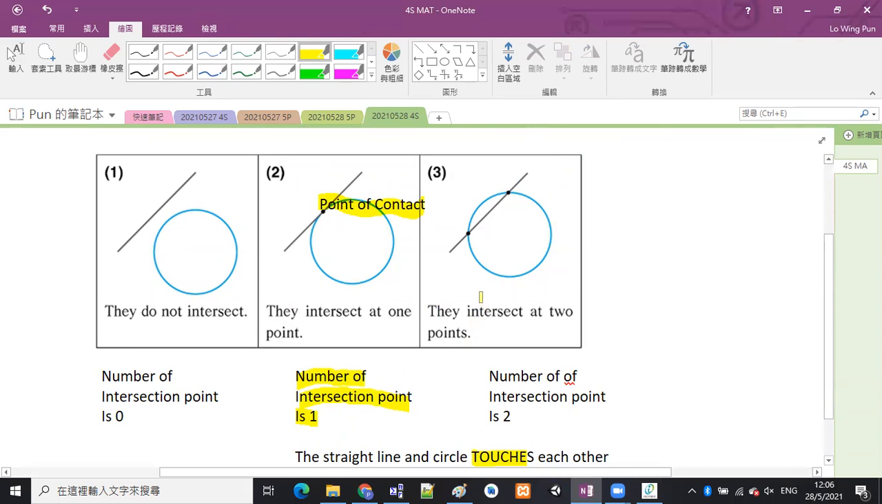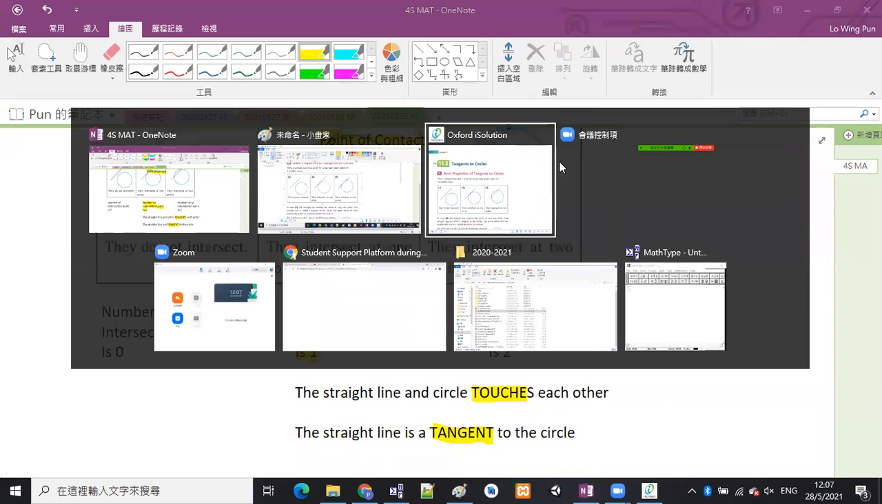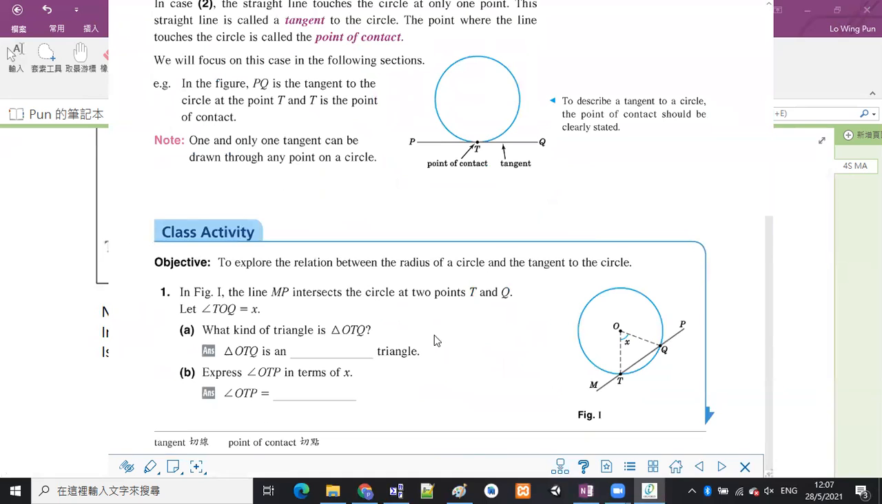So this point is called the point of contact. Is that okay? All right. So this is about the wordings, the keywords and sentences and descriptions, and then let's go to the theorems, the reasons. What properties can we have about the tangent? Let's go to the next page.